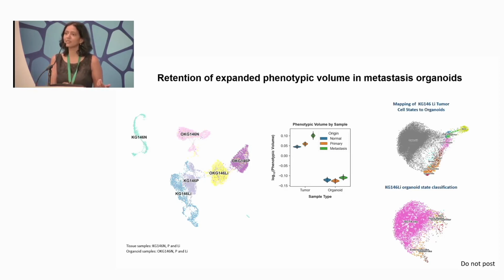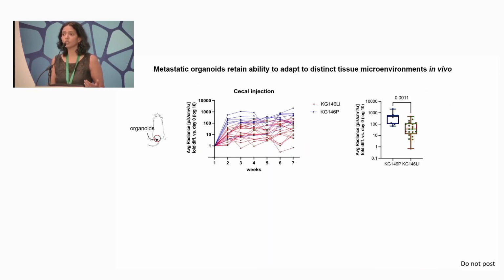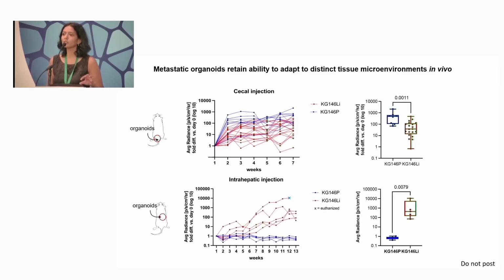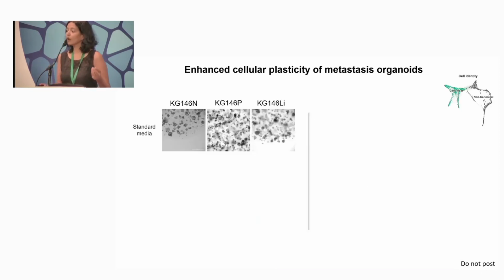So can we use the information from the single cell sequencing to do better? First we wanted to know whether the organoids retain the potential to have different functions. To do this, we took the primary tumor and metastasis organoids from the same patient, transplanted them into the colon of the mouse, and found that both grew reasonably well, the primary perhaps a little bit better. But if we now take the same organoids and transplant them into the liver, the primary tumor organoids don't grow very well at all, but the metastasis organoids grow much, much better, suggesting that they retain distinct potential for metastasis.